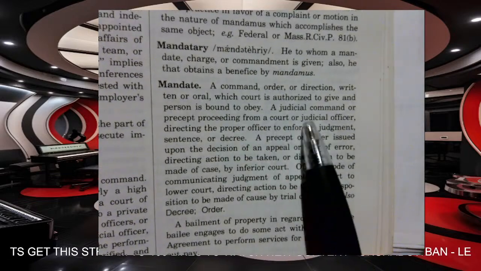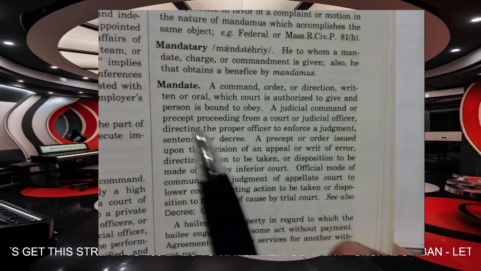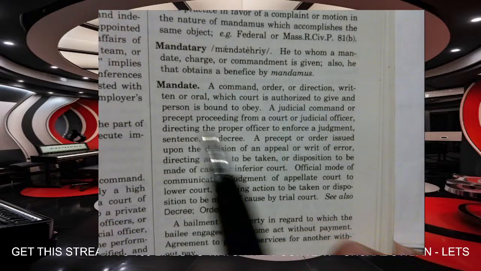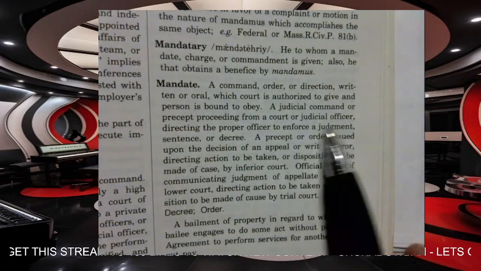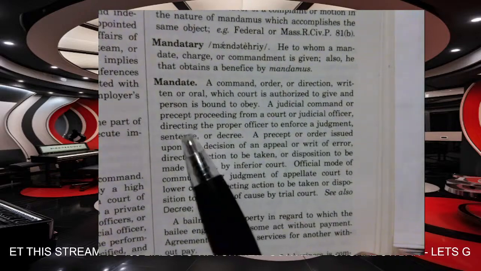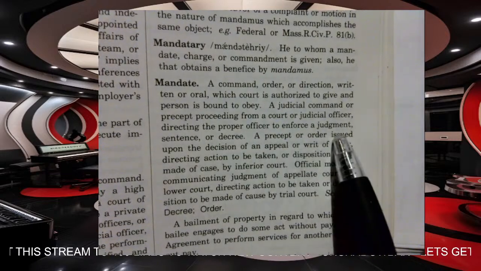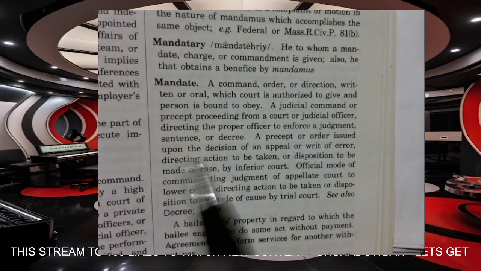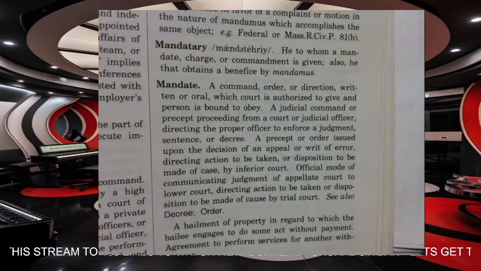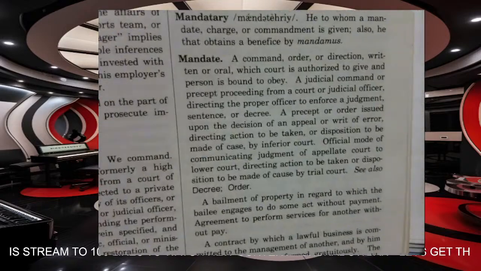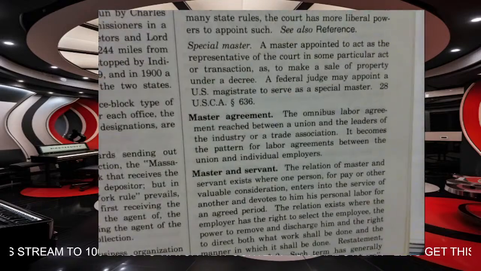Alrighty. A judicial command or precept proceeding from a court or judicial officer directing the proper officer to enforce a judgment, sentence, or decree. Yeah, that's what it's defined as in the 6th edition.